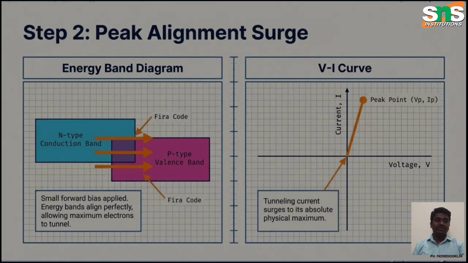Then peak alignment surge, that is step 2. This is the energy band diagram. Here the tunneling current surges to its absolute physical maximum. This is the peak point, Vp and Ip. When a small forward bias is applied, the energy bands are aligned perfectly, allowing maximum electrons to tunnel. So this is the explanation for peak alignment when applying the forward bias.